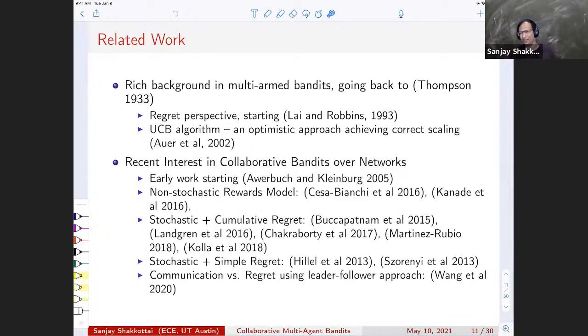So our objective is complementary to this. We are not looking for the total regret across agents, we want per agent regret. As I said, that's the motivation. So we don't want one leader to do all the exploration. We want the exploration itself to be shared. So that's the focus I'm going to be talking about.